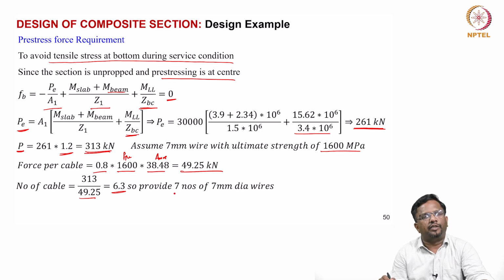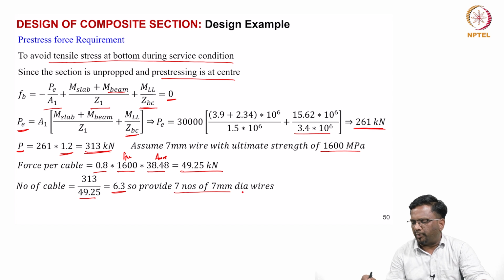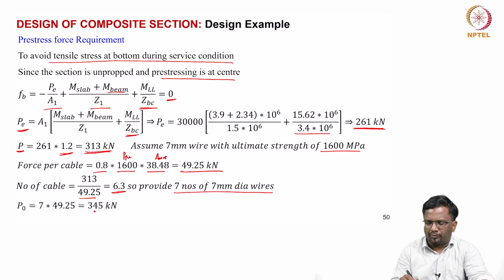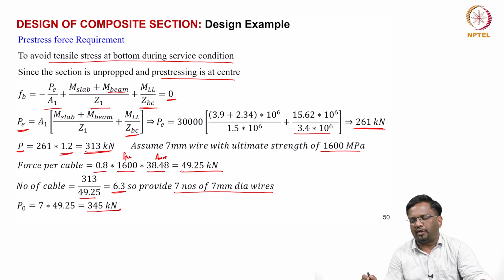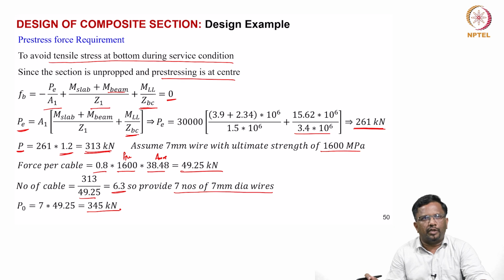So we can say that we can provide 7 numbers of 7 mm diameter wires. So what is the force that we put? 7 into 49.25, which works out to be 345 kilonewton. So this is the P0 or the initial pre-stress that we need to apply for the assumed dimensions.